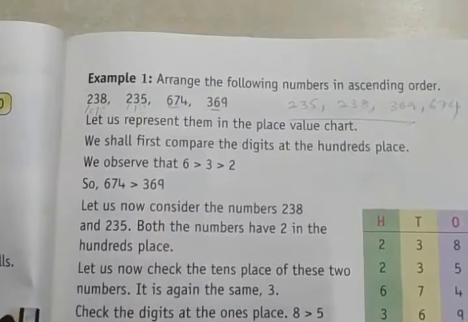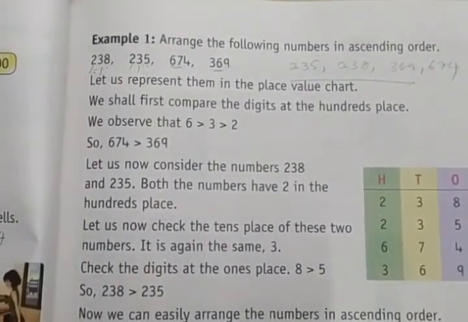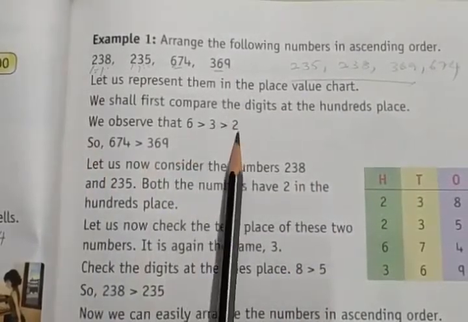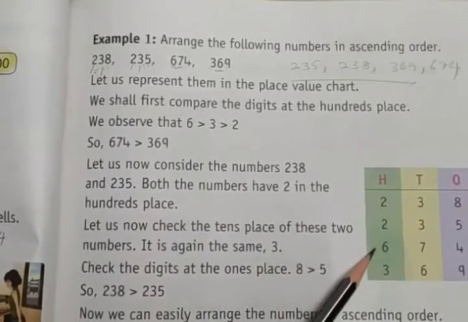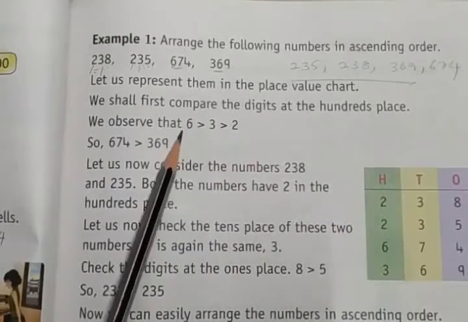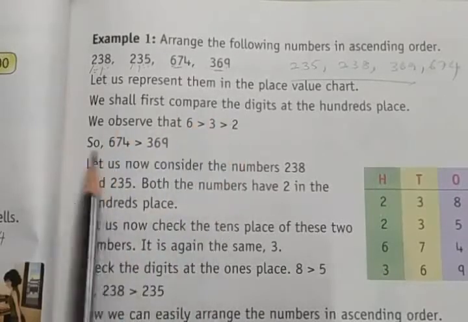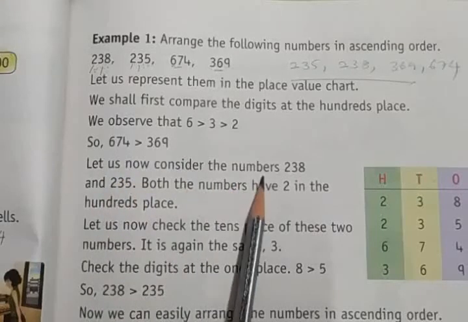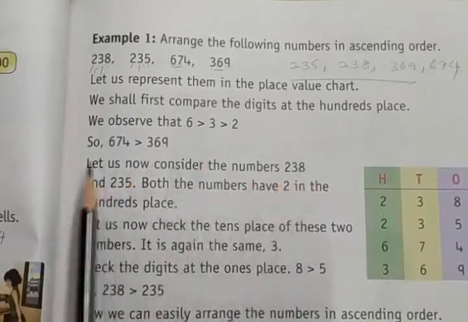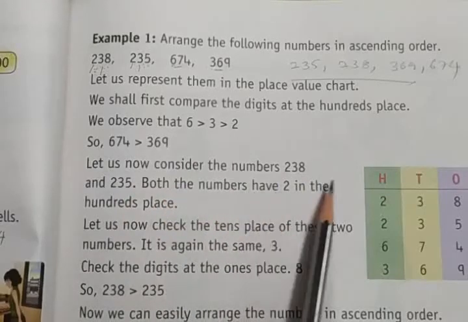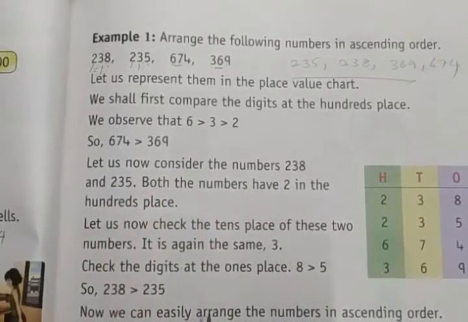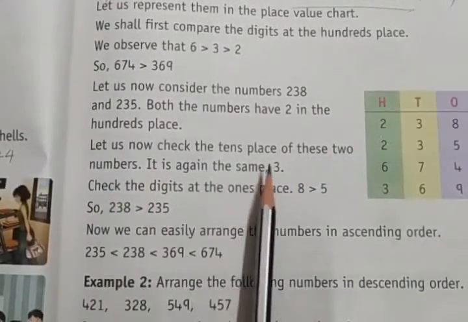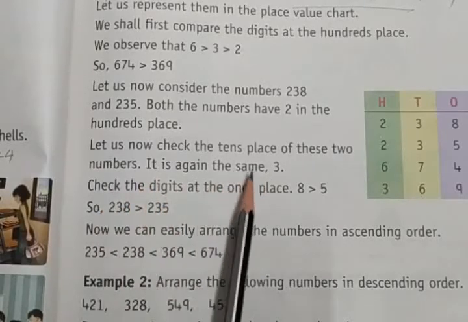Here the explanation is. Let us represent them in the place value chart. We shall first compare the digits at the 100 place. We observe 6, 3, 2. 6 is greater than 3, 3 is greater than 2. So 674 is greater than 369. Let us now consider the numbers 238 and 235. Both the numbers have a 2 in the 100 place. Forget about that. Let us now check the tens value of these two numbers. It is again the same, 3 and 3.